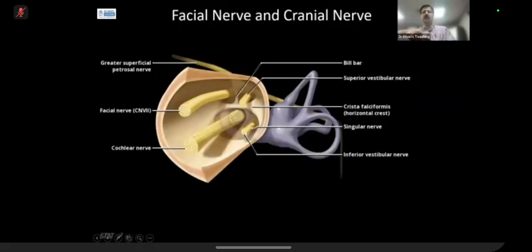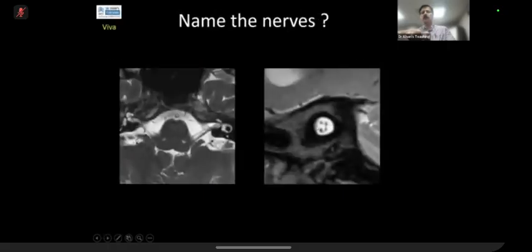Superior vestibular, inferior vestibular. So these 4 will be seen on a cis-sagittal sequence, and this has been shown in the exam just like this. This is a coronal, sagittal oblique type of sequence. 7th nerve, cochlear nerve, superior vestibular, inferior vestibular.